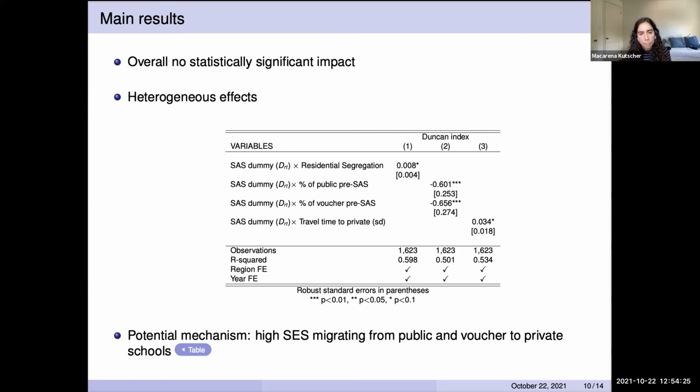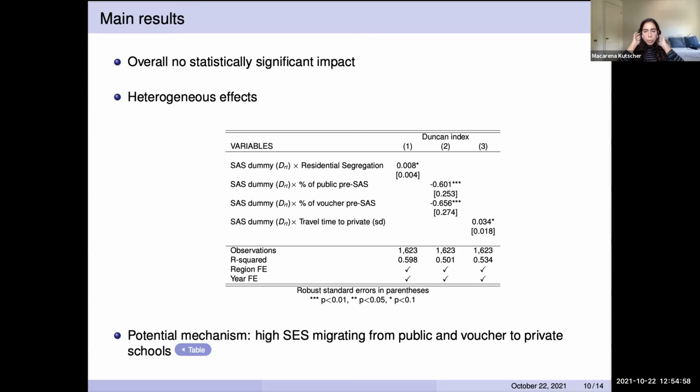And we also explored the impact of private schools on segregation using the variation in travel time to private schools. The coefficient on the interaction of the standard deviation of travel time to private schools and the treatment dummy is also positive. So this provides further support to our result that differential access to private schools drives up school segregation in the presence of the new policy.